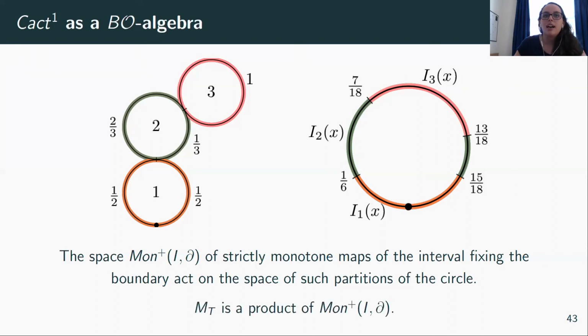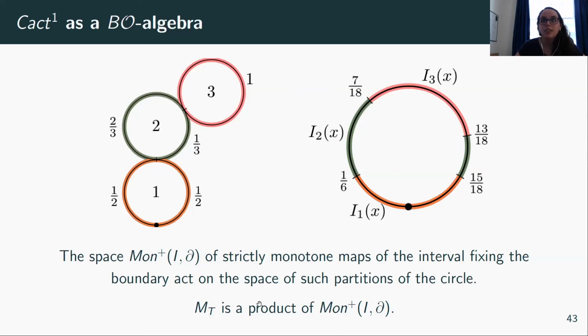So the convex space that I mentioned before will actually be a product of the space of strictly monotone maps from the interval fixing the boundary. And the key step then to finish the proof is just to find ways of representing all the cacti compositions, with all the meaningful brackets, as just these actions of these reparametrization maps on this product of cacti.